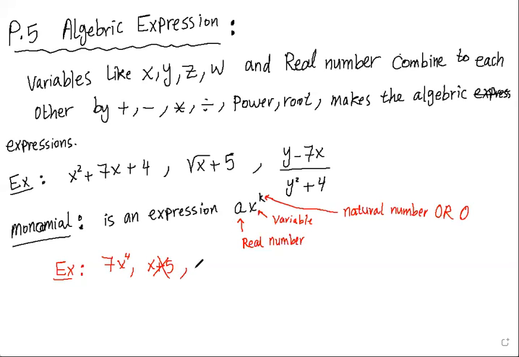Who will give me square root of x? Square root of x, does it look like a monomial? No, why? Because this is equal to x to the power 1/2. And is 1/2 a natural number? No, it's not a natural number. So this is not a monomial.